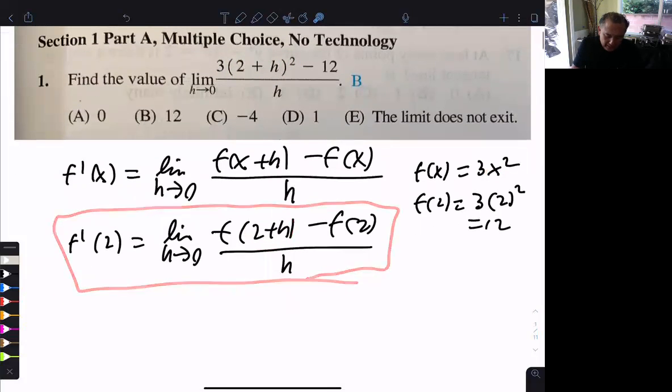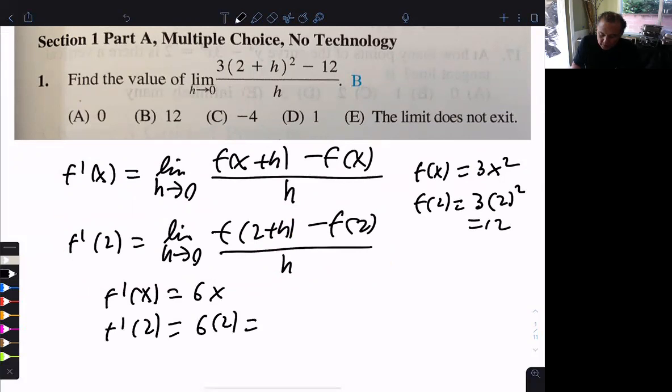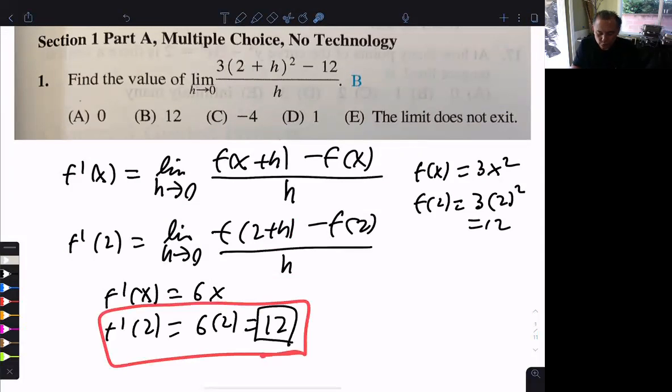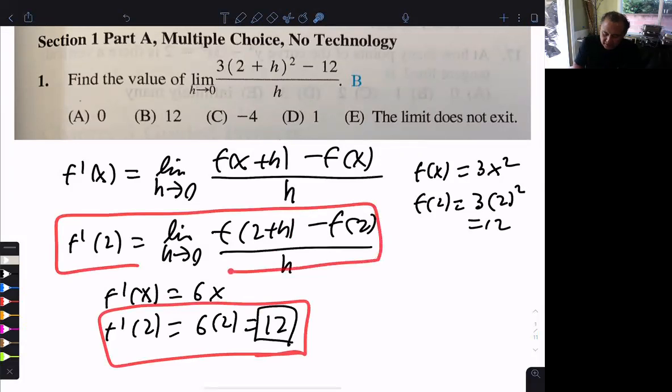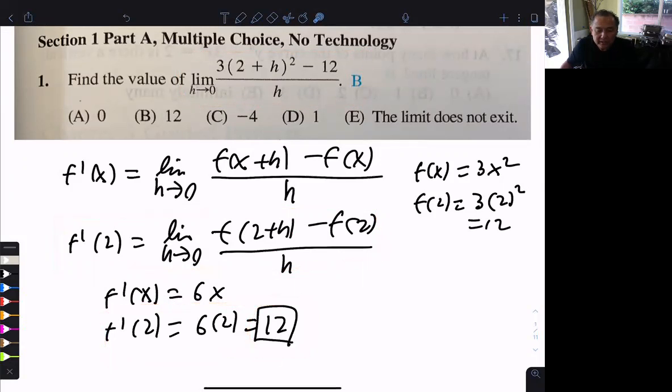So once you see that, we say, hey, what's the derivative of f of x? Well, the derivative of that using the power rule is 6x. Now, I want the derivative at 2. That's going to be 6 times 2, which is 12. And so this is the derivative at 2, but this is that. So this is the derivative at 2, which we just found out is 12. So the answer is 12.